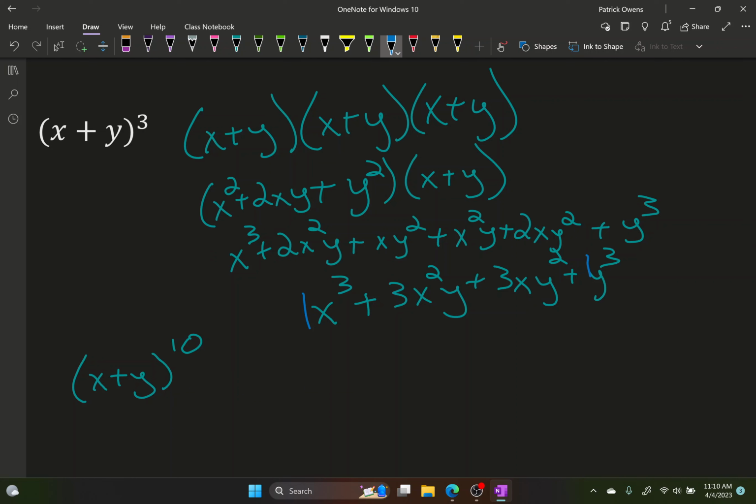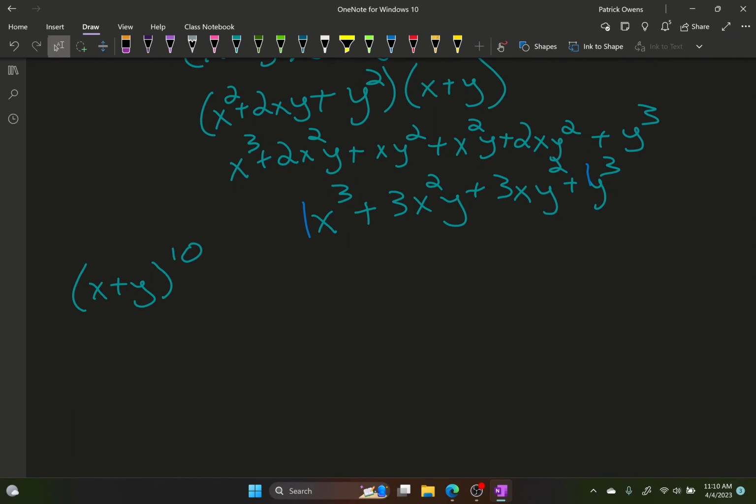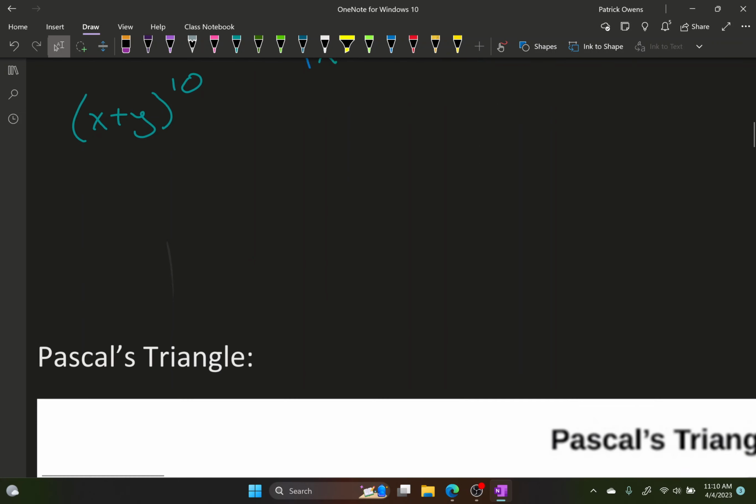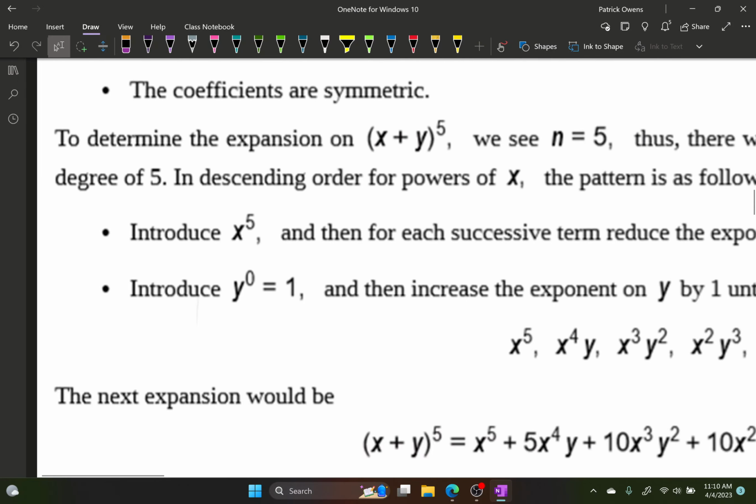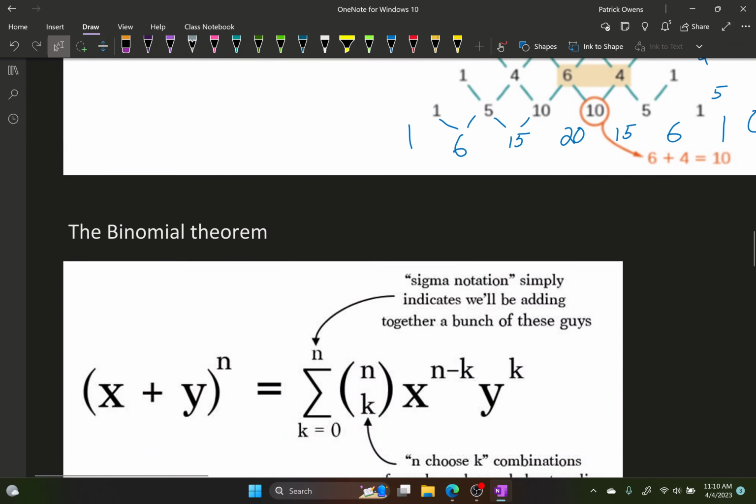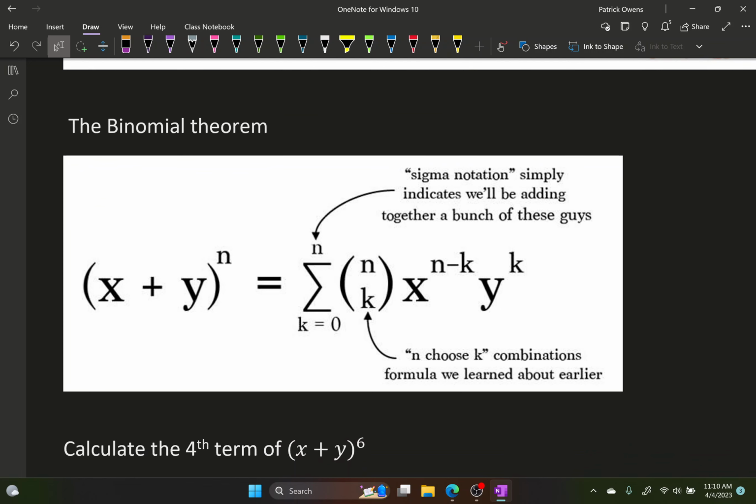What if we only need to find one term? Say we have x plus y to the 10th, we could go through and do that. We'd start out with x to the 10th, and then x to the 9th y to the 1st, x to the 8th y to the 2nd, and so on, and then use the 11th row of Pascal's triangle. That's still a lot to write, especially if we only need one term. So let's take a look at the binomial theorem.